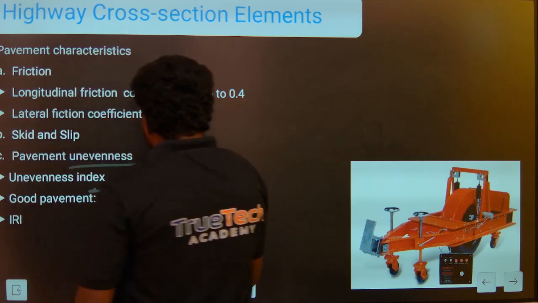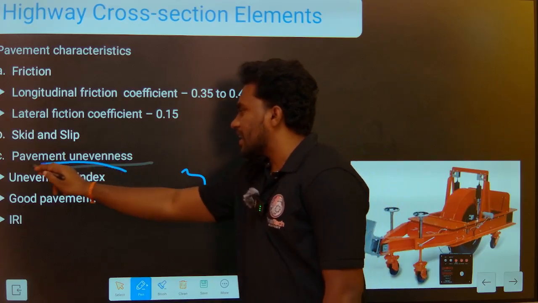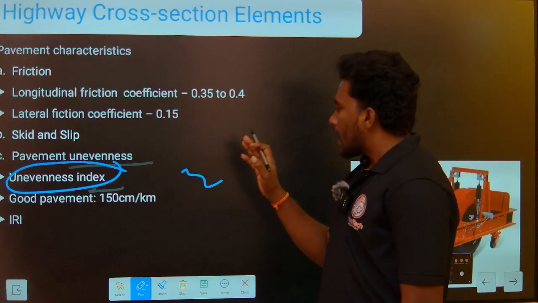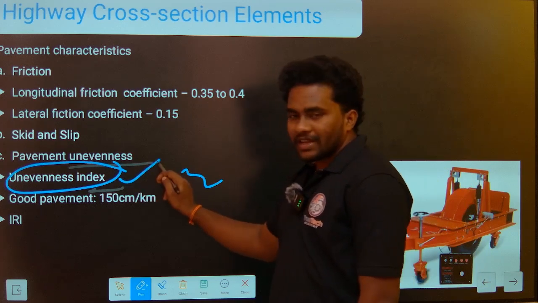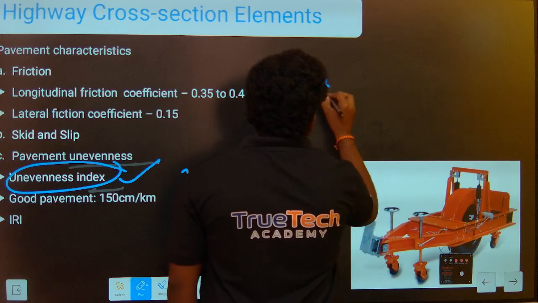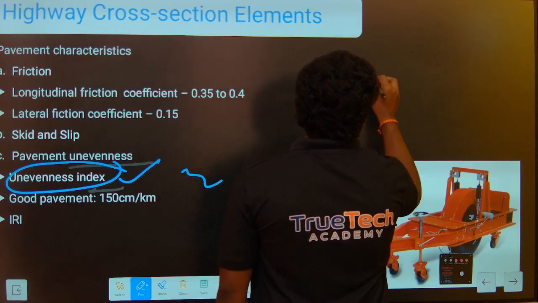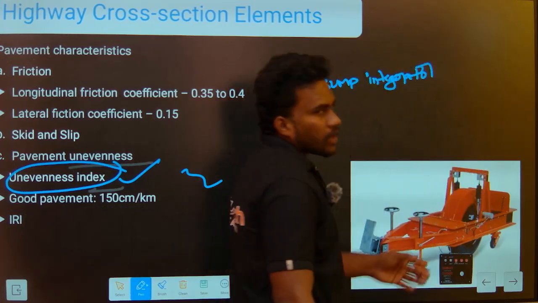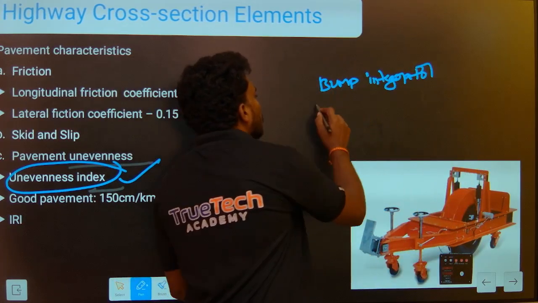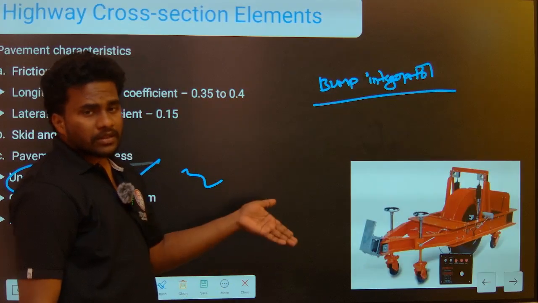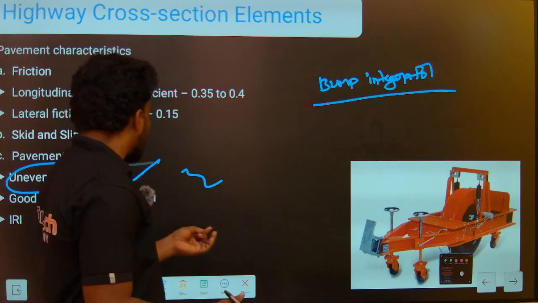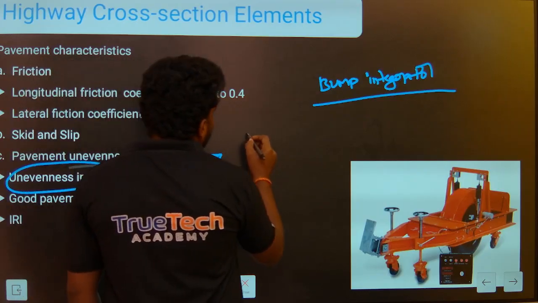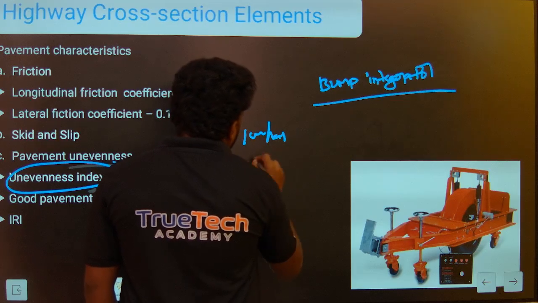Now, how to measure this unevenness index? We are saying that unevenness index is the average undulation height along the road surface. So how to measure it? That is the bump integrator. This is the diagram of the bump integrator. This is used to measure the undulations that are present on the road surface. So this is the unevenness index, for example 1 centimeter per kilometer or 4 centimeter per kilometer.